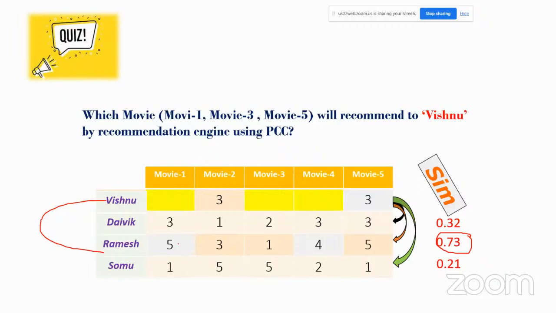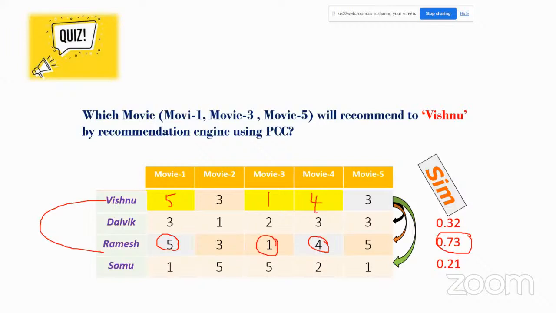So here Ramesh gave rating 5 for movie 1, same thing we can consider because both are similar users. Understood that both are having similar taste, that is the meaning here. And for Ramesh and movie 3, the rating is 1, so that same thing we can consider here. And for Ramesh and movie 4, the rating is 1, that same thing we can consider here also. So these are the three movies rating prediction by using PCC.